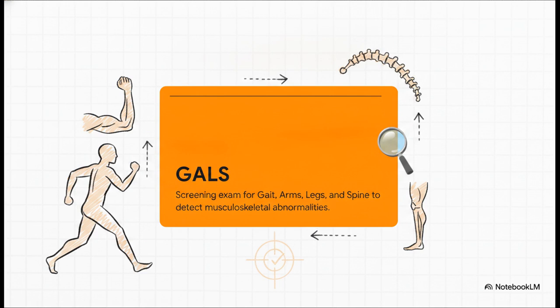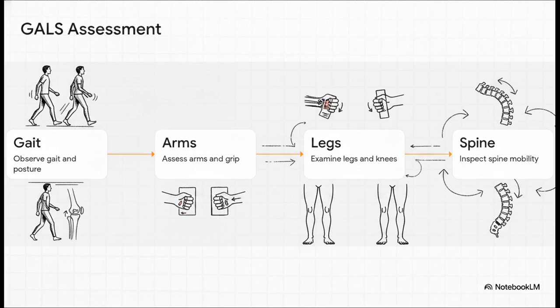This is a brilliantly elegant, foolproof physical scan. And the best part? It takes maybe 1 or 2 minutes to do. But despite being so fast, it's incredibly sensitive at catching significant musculoskeletal red flags before we even need to dig deeper. You're just methodically stepping through these 4 areas. You watch how they walk, you assess their arms and grip, you check their legs and knees, and you inspect their spinal mobility. By doing this, you're guaranteeing that no major neuromuscular or joint issues slip through the cracks. It's your essential baseline filter.